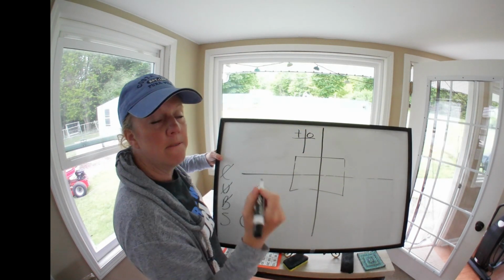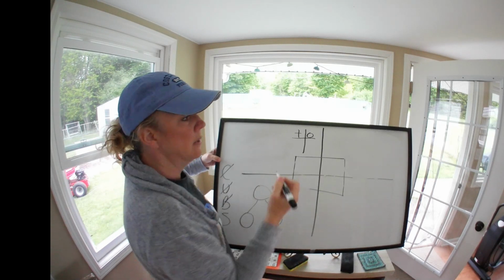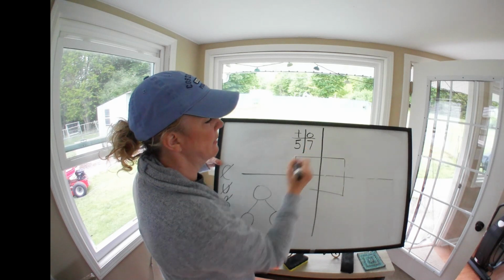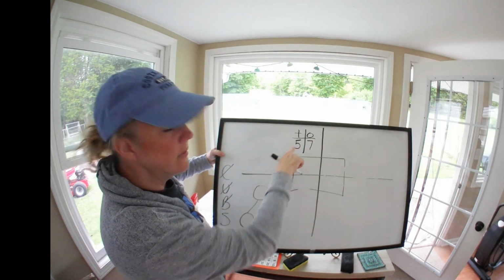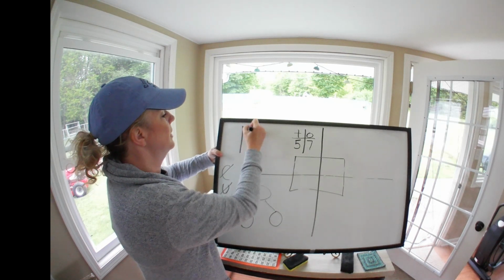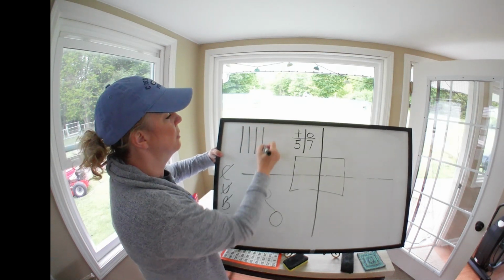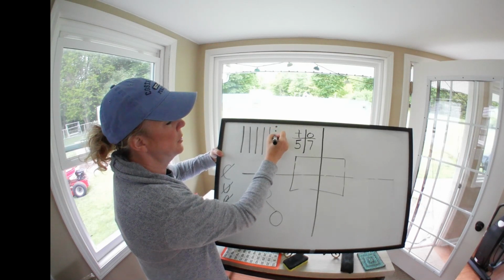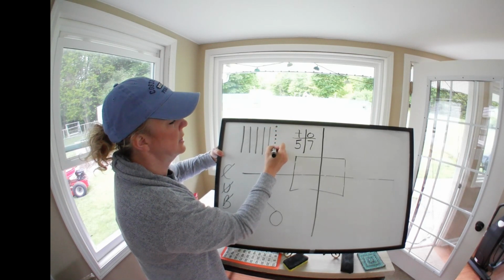Okay? So I have 57. 50 is 5 tens, and then the 7 is 7 ones. So I need to draw 5 tens, quick tens, and 7 ones. So I'm going to draw 1, 2, 3, 4, 5, and then I'm going to draw my 7 ones. 1, 2, 3, 4, 5, 6, 7.